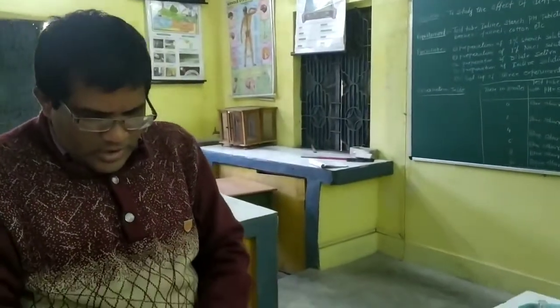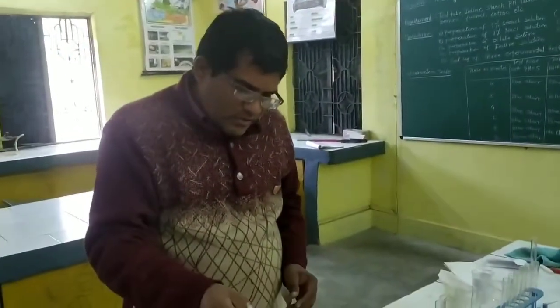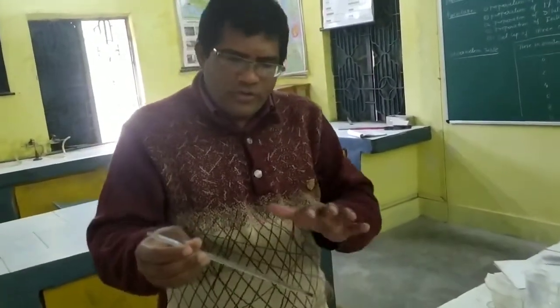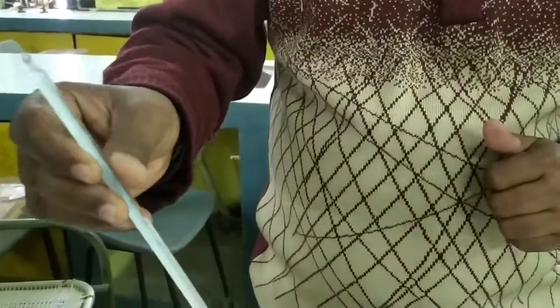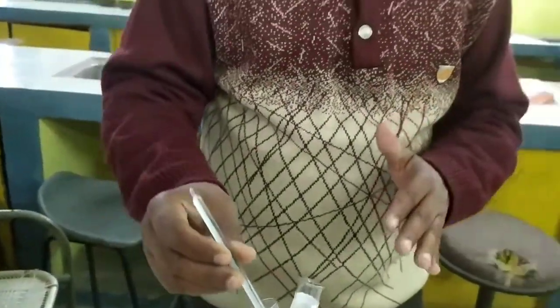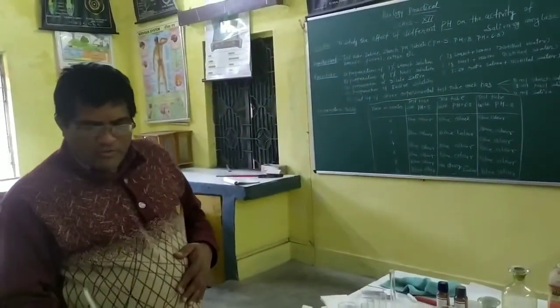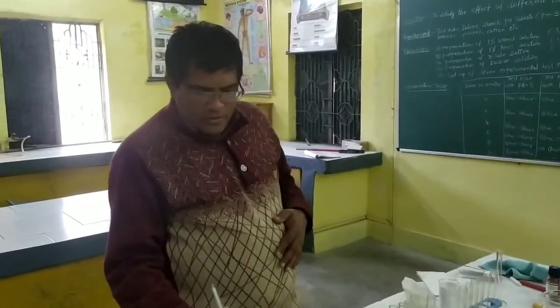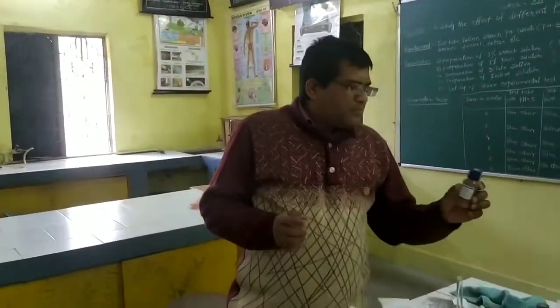These all three test tubes are kept at a maintained temperature of 37 degrees. You can see here that this is also at 27 degrees, so we have to maintain 37 degree temperature in the beaker. Now after this we have to keep them for 2 to 3 minutes. Now I have to add the pH.